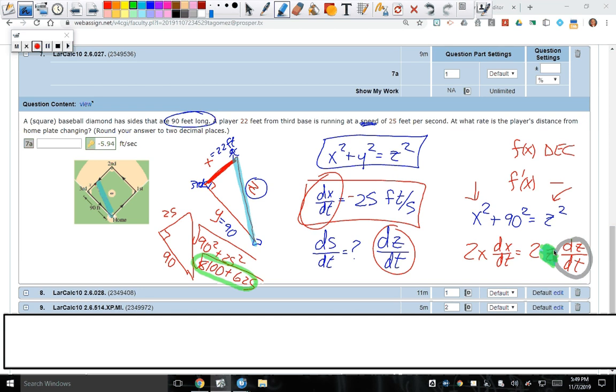Now this x is how far you are away from third base. That's going to go here. And then the dx dt, we just have to remember, because x is decreasing, this length is decreasing, we're going to plug in a negative 25 here for dx dt. And then with the menu solve feature, we'll just calculate it out and find dz dt, which I know we use this for s, which will give you that value.